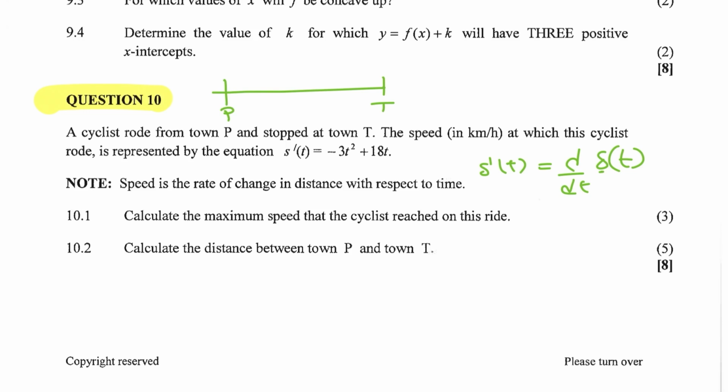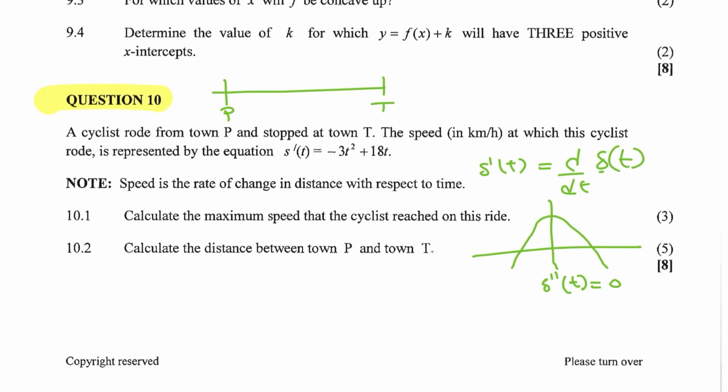10.1 says calculate the maximum speed that the cyclist reached on this ride. If we talk about maximum, we talk about the turning point. This is the point where the cyclist was really speeding up, then reached a maximum turning point, rolled down and stopped. This maximum turning point is where the derivative of speed, meaning the second derivative of distance or the first derivative of speed, is equal to 0. That is the maximum turning point.